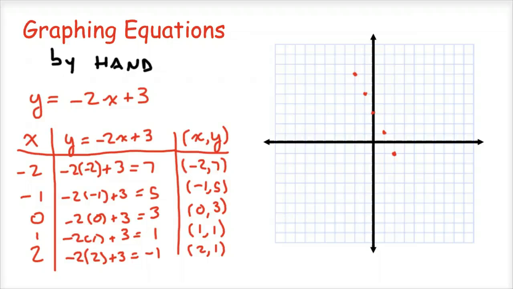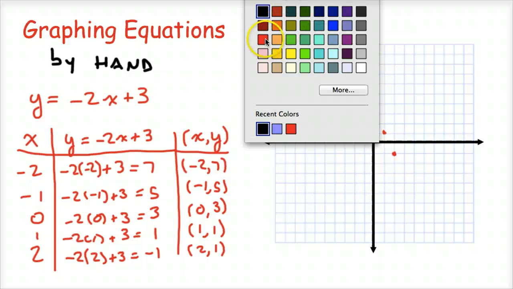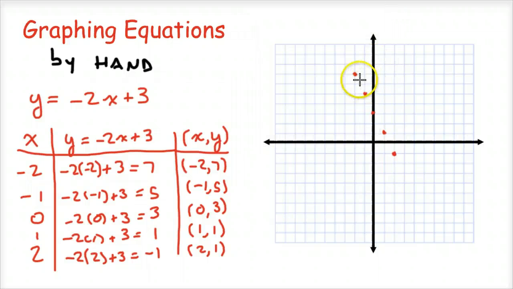Let's make this a nice red line to match our points here. And as long as our line intersects those, then it should nicely follow our equation.